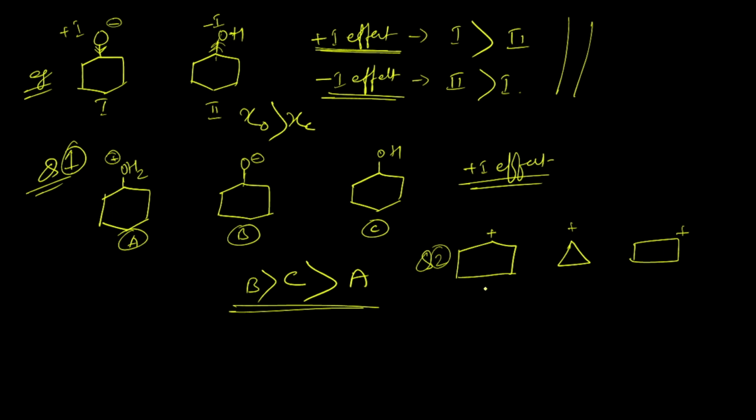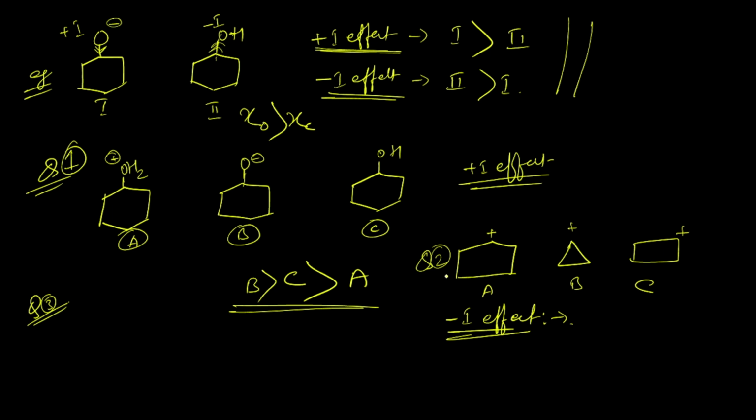This is question number 2. Here also A, B, and C. So now you have to tell me the minus I effect trend. In this question you have to tell the minus I effect. And one more question I'll give. This is the third type of question, and this will be based on bond angle. Based on bond angle, one question I'll give you.